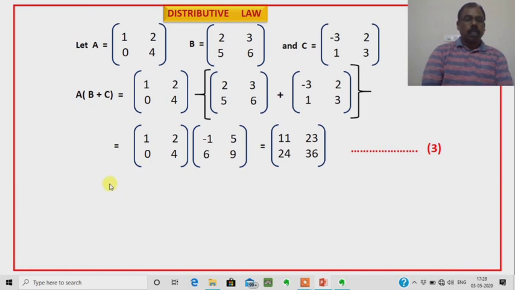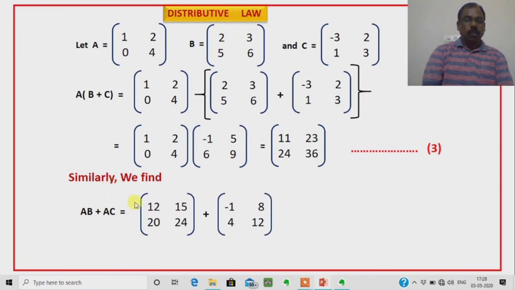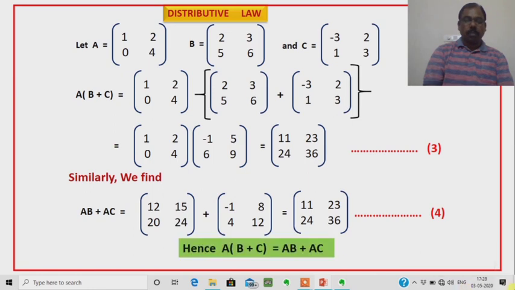We now calculate AB plus AC. AB plus AC equal to 12, 15, 20, 24 plus matrix minus 1, 8, 4, 12. We get matrix 11, 23, 24, 36. We put it as equation number 4. We compare this 3 and 4. We can see that A times B plus C and AB plus AC both are equal. So A times B plus C is equal to AB plus AC.